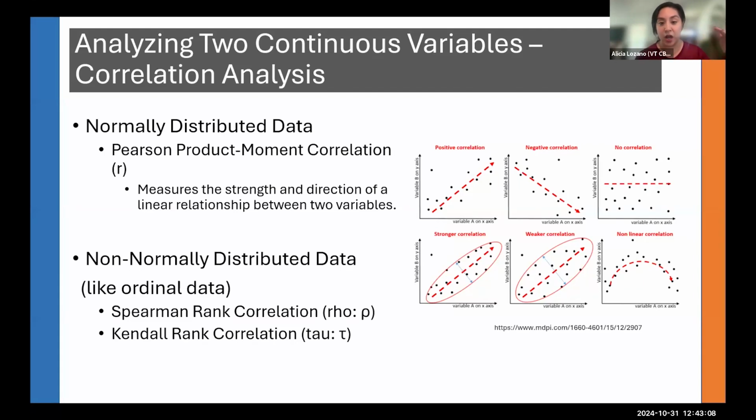You can see here on the right-hand side, this figure shows the directionality on the top row. Positive correlations point upwards, negative correlations point downwards, and no correlation shows somewhat of a flat line, with your points not in any particular pattern. And when you're thinking about magnitude of correlations, stronger correlations are more tightly around a line, whereas weaker correlations are more spread out.